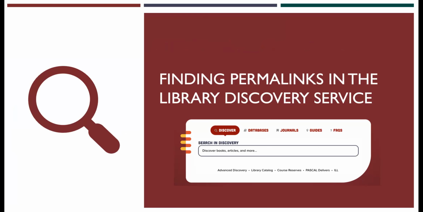First, we will find permalinks in the library's Discovery service. The Discovery service is the main search on the library website. Discovery is a one-stop shop for searching physical library materials, ebooks, journal articles, and much more. It provides results from many library databases, including nearly all ebook and journal collections. You can enter keywords or search for specific items by title, such as the article, journal, book, or chapter title, or even paste in a full citation.